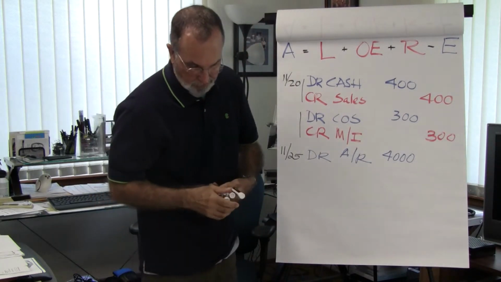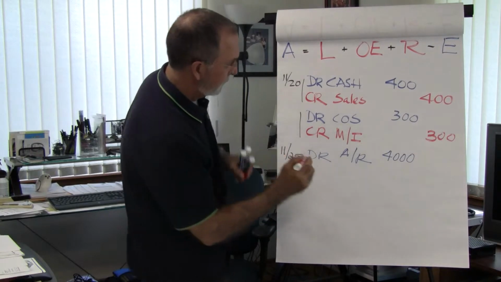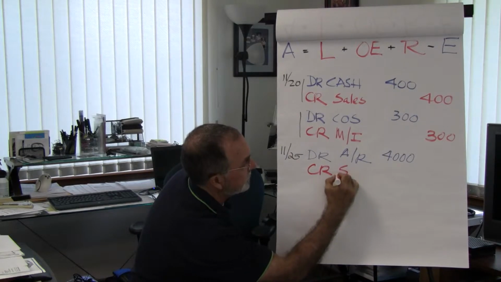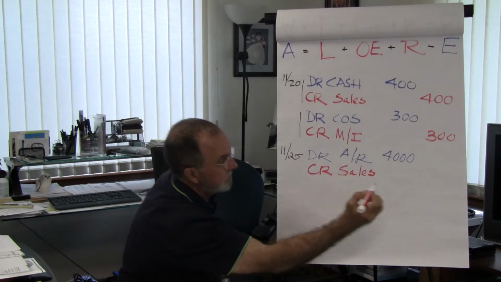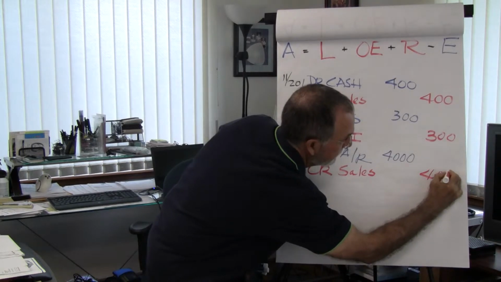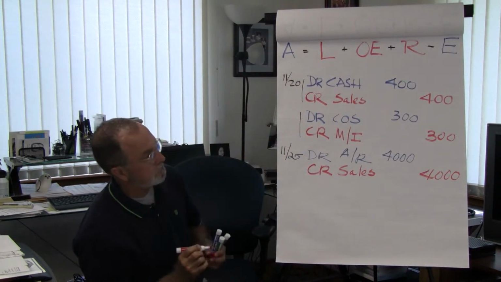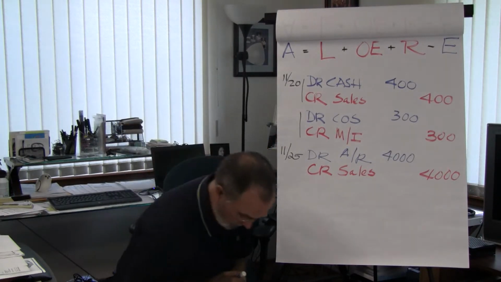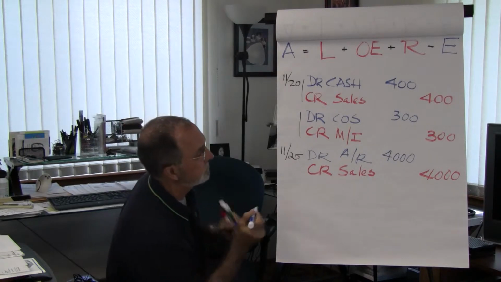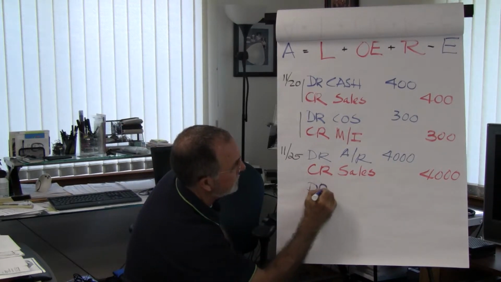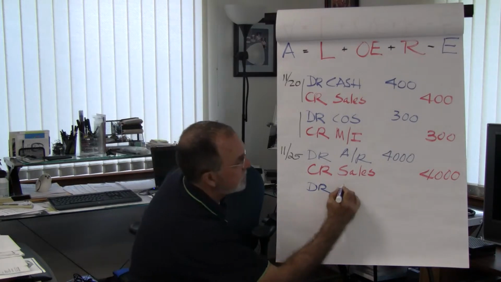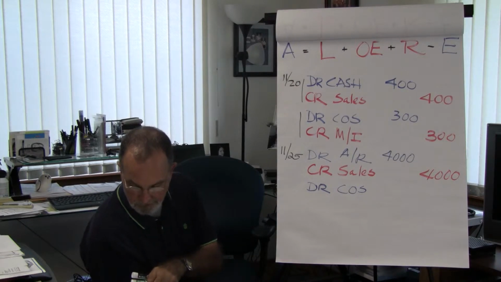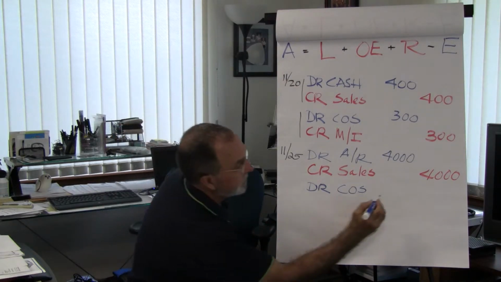And of course, our revenue will be recorded as we did in the first transaction with a credit to sales, also in the amount of $4,000. Now we need to, as we did in the first transaction, record the cost of that sale, and it's given to us in the problem. So we need a debit to the expense account, cost of sales, and the cost of that sale is $2,500.